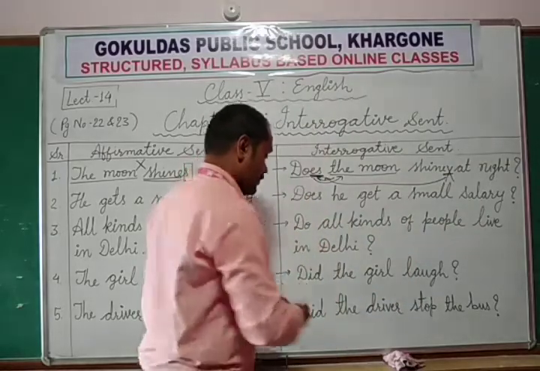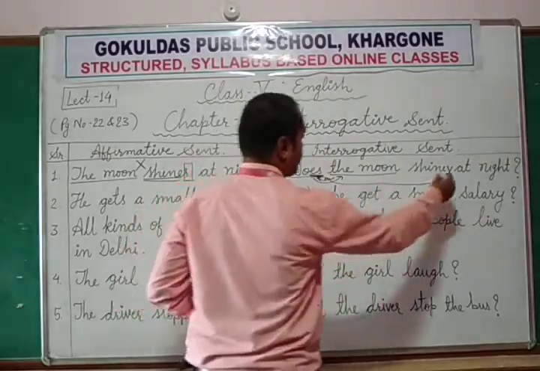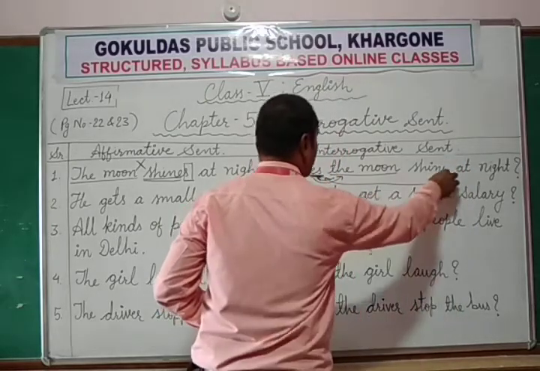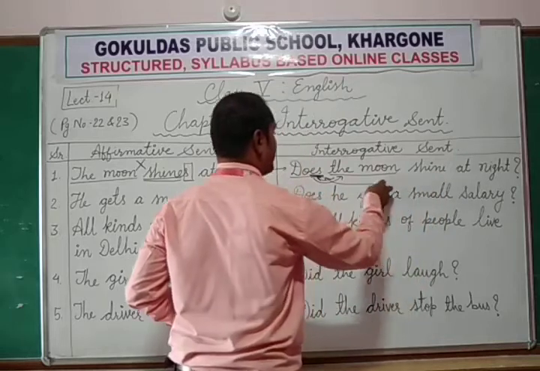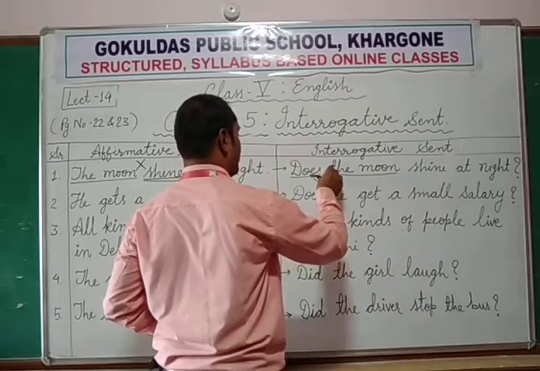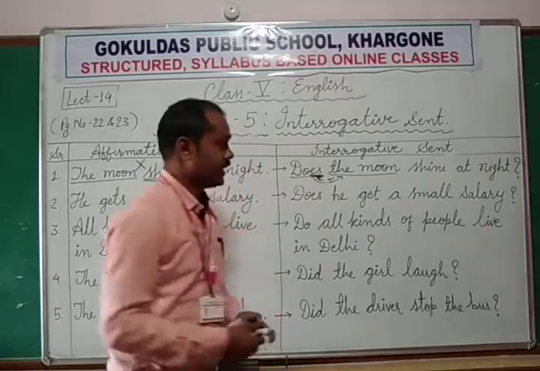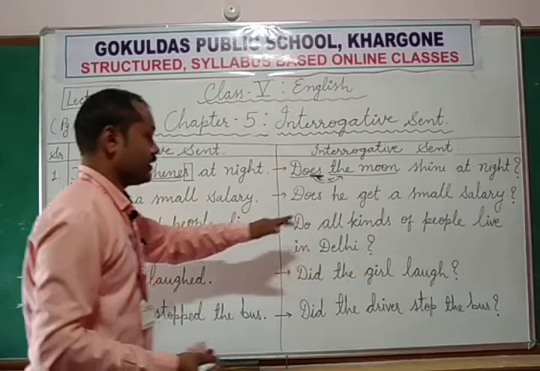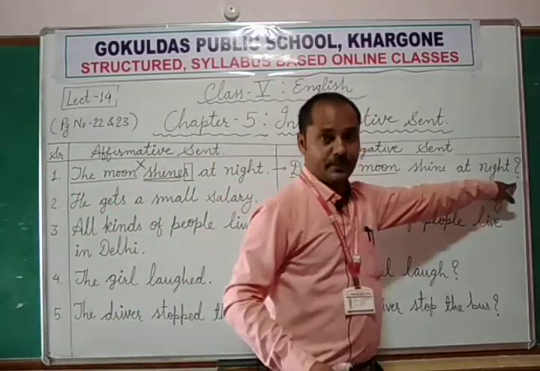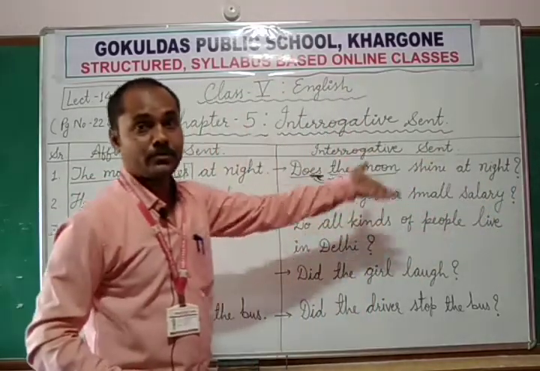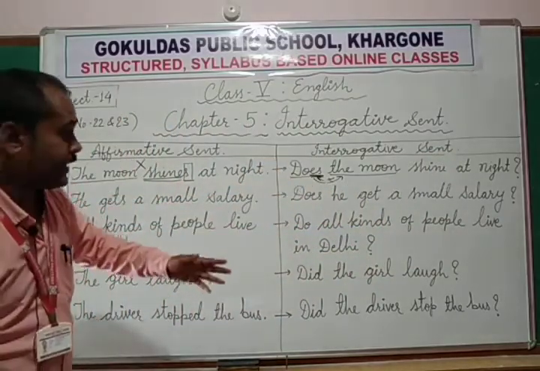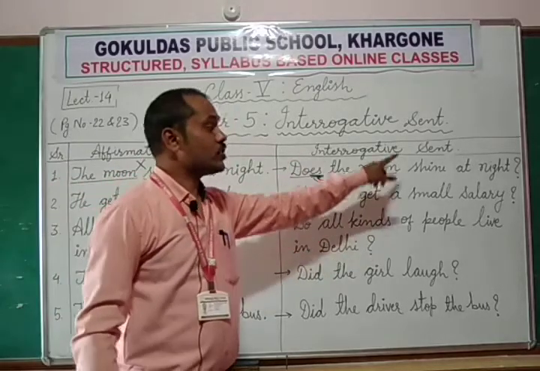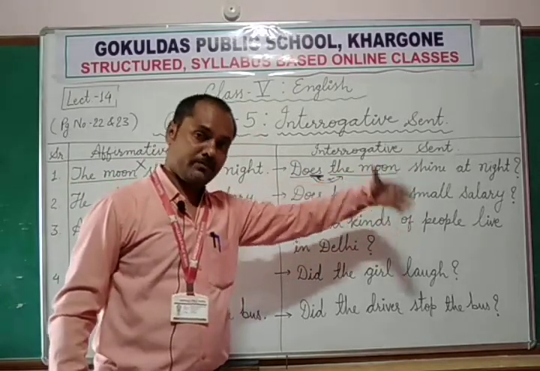So what is our sentence here? It becomes, does the moon shine at night? Does the moon shine at night? Shines becomes shine. Okay. So there are some changes and a question mark. It is compulsory to add a question mark since it now becomes an interrogative sentence. The moon shines at night. Does the moon shine at night? That is the final answer.